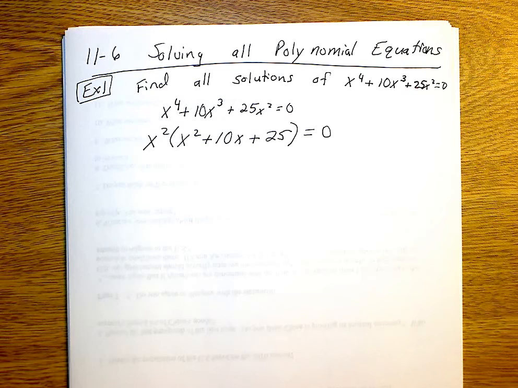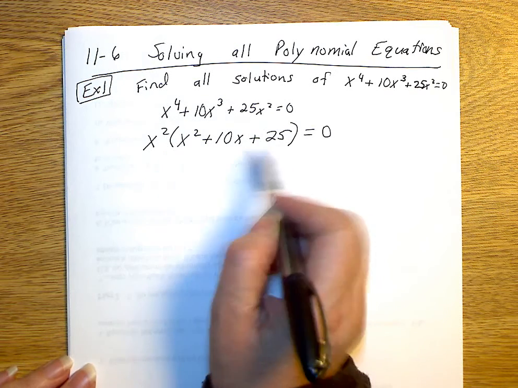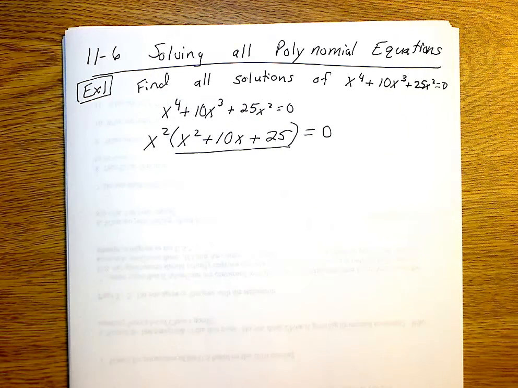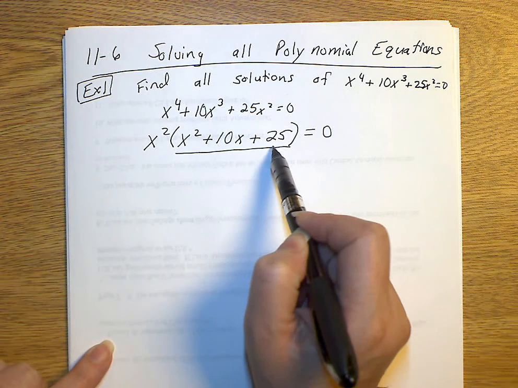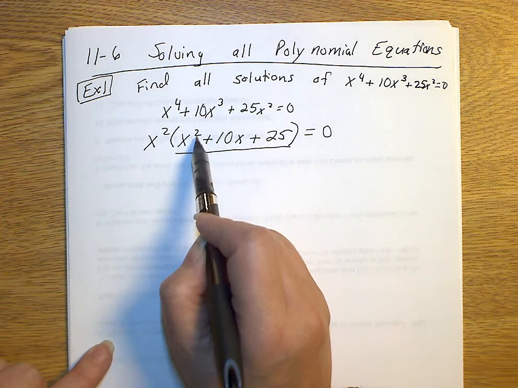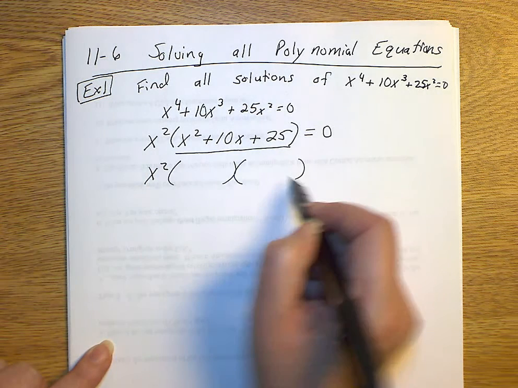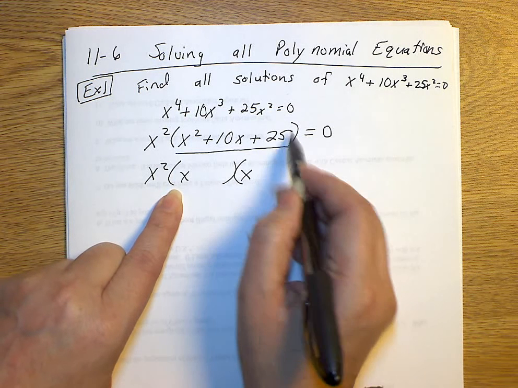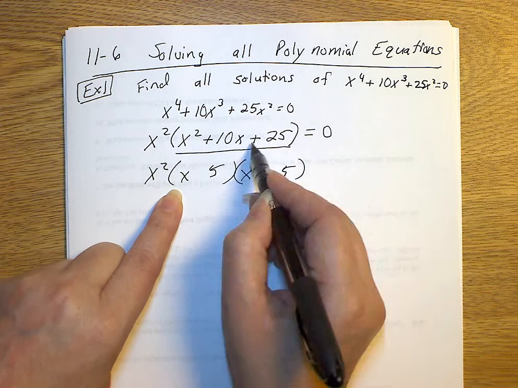So the next step is to look at this and see if this can be factored again. Can this part be factored out again? No. You can do two things. Square root it, right. So let's see if I square rooted it, if I would get two things. If I square root it, what do I have? The square root of x squared is x. Square root of 25 is 5. And then I have the same sign.